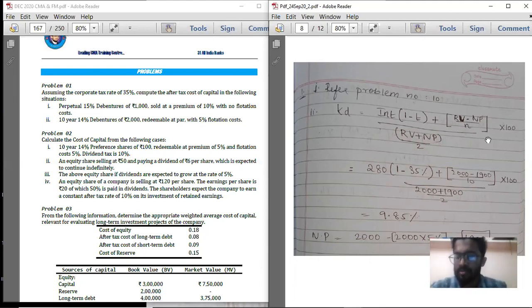KD is equal to 8.86%. That is irredeemable debentures. So KD is equal to 8.86%. We have finished case number 1.